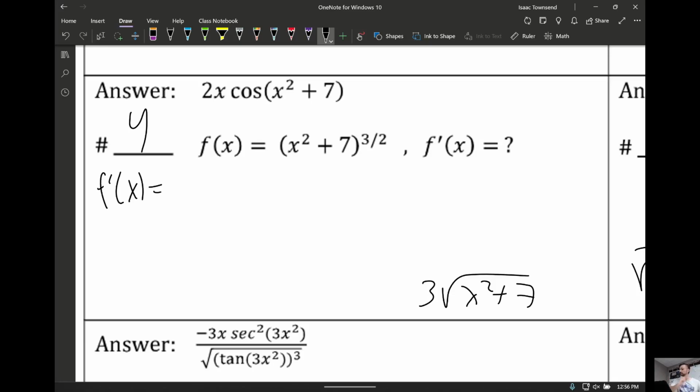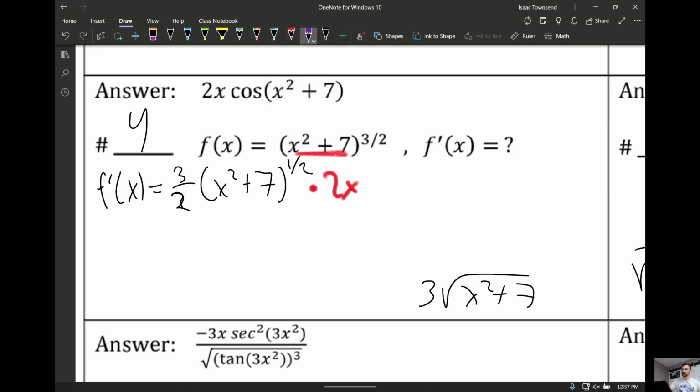Well, bring down the 3 halves. Okay, power rule, and lower the power by 1. Alright. Okay, what else? Then you use the chain rule on the x squared plus 7 to the 1/2. Okay, what's the derivative of x squared? Now, just the inside part, so just the x squared plus 7. 2x. Okay, so the chain rule is 2x, good.